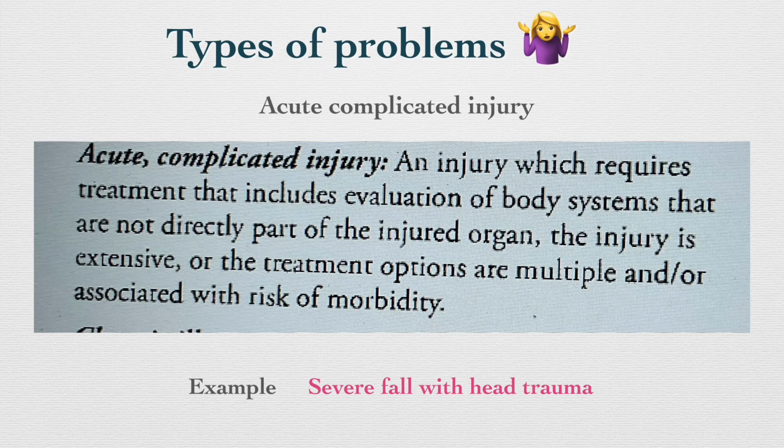Acute complicated injury. The injury occurs acutely and it requires evaluation of other body systems not directly part of the injured organ. The injury is extensive, requires multiple treatment options, and is definitely associated with risk of morbidity.